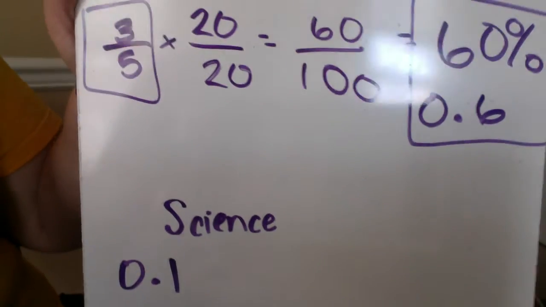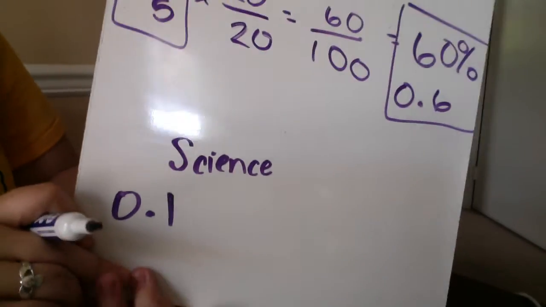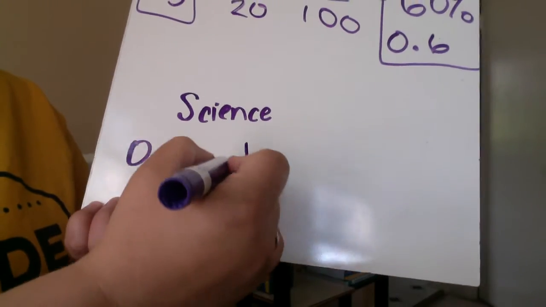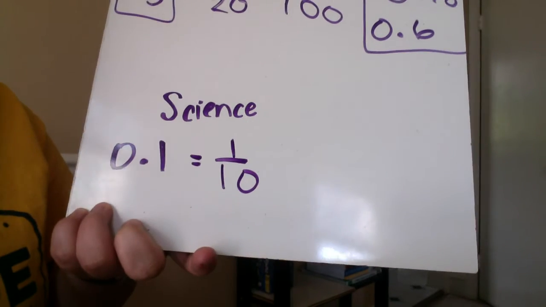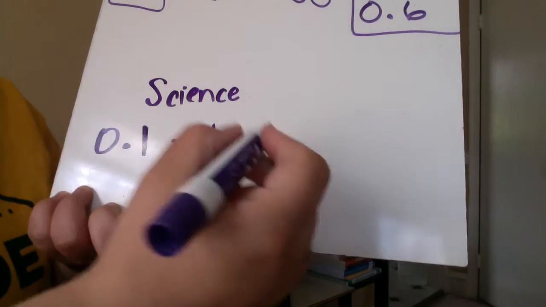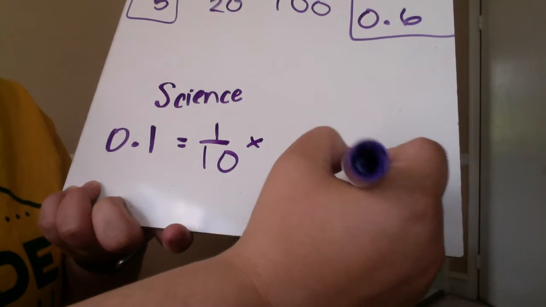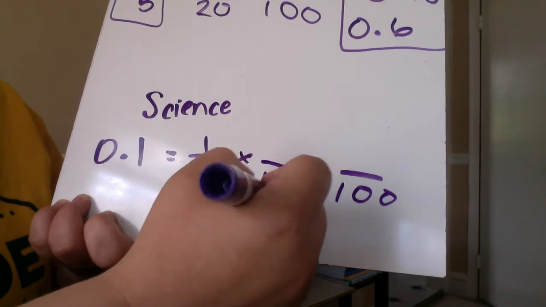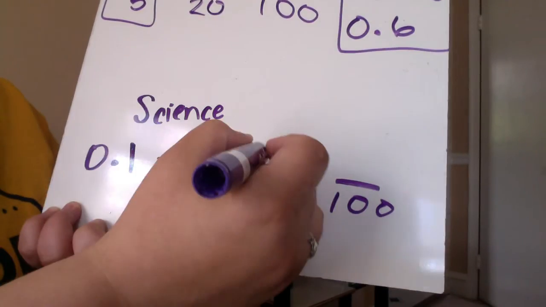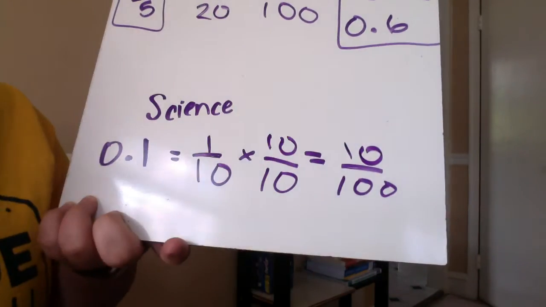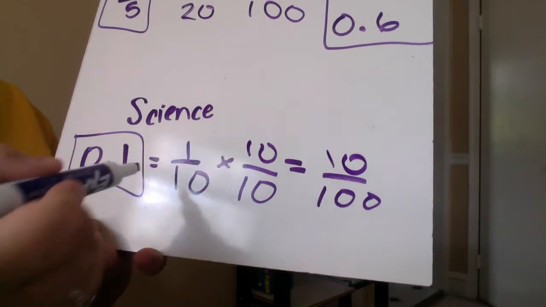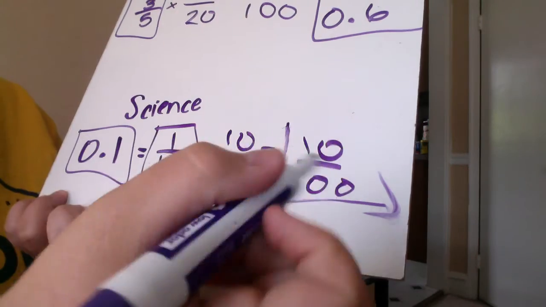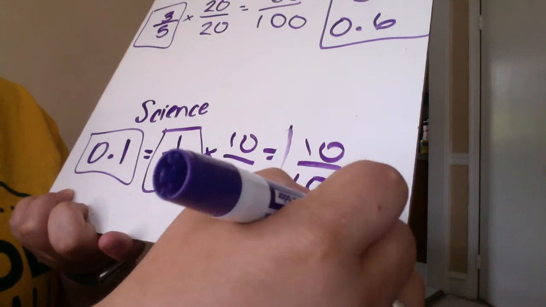And lastly, my science is where we've got 1/10, which I can rewrite as a fraction, 1/10. And then that 1/10 I can turn into a percentage with a 100 on the bottom. I know 10 times 10 gives me 100, and 1 times 10 gives me 10. So I've got 1/10, and then this is 10%.